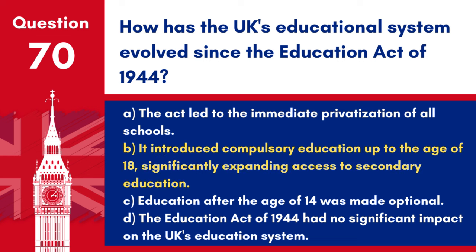Answer B. It introduced compulsory education up to the age of 18, significantly expanding access to secondary education. The Education Act of 1944, also known as the Butler Act, was a landmark in the development of the British educational system, establishing the framework for free secondary education for all children and setting the stage for future educational reforms.